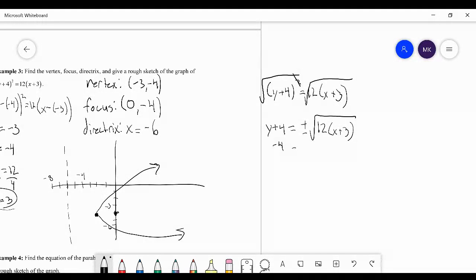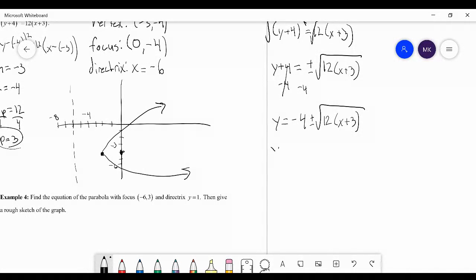And then we just subtract 4. So we get y equals negative 4 plus or minus the square root of 12 times x plus 3. So what that does is, going into calculator lingo now, y1, our first equation, could be negative 4 plus the square root of 12 times x plus 3. And then our y2, our second equation, would be negative 4 minus the square root of 12 times x plus 3. And so then if we use our calculator, we can plot these two functions, giving us the upper and lower halves of this horizontal parabola. And there you have it.